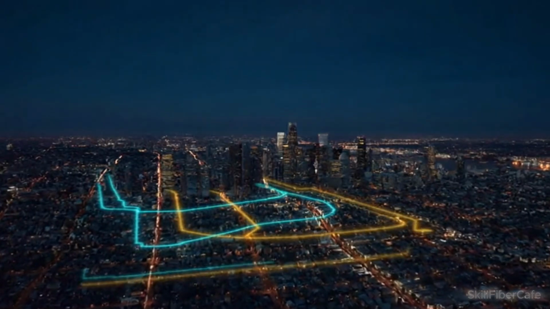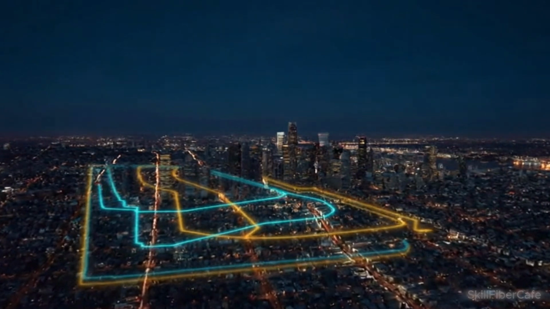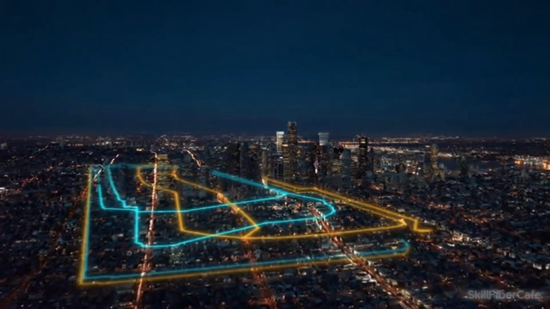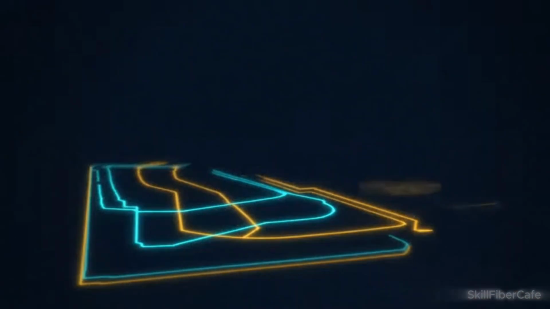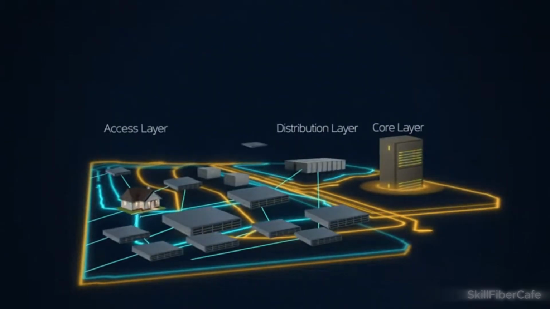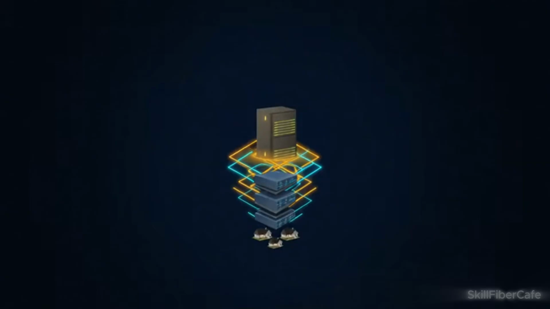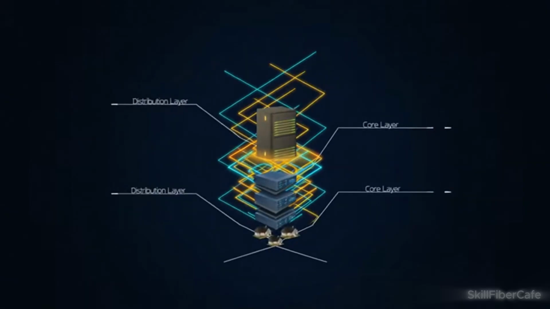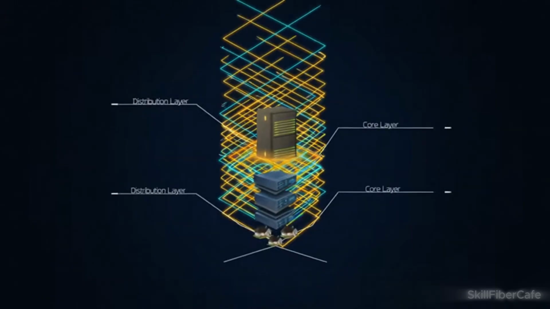The access, distribution, and core layers form a hierarchical system. Data flows upward from end devices through the access layer, aggregated and processed by the distribution layer, and delivered across high-speed backbones in the core. Control and redundancy flow downward, ensuring stability, scalability, and efficient management across all tiers.